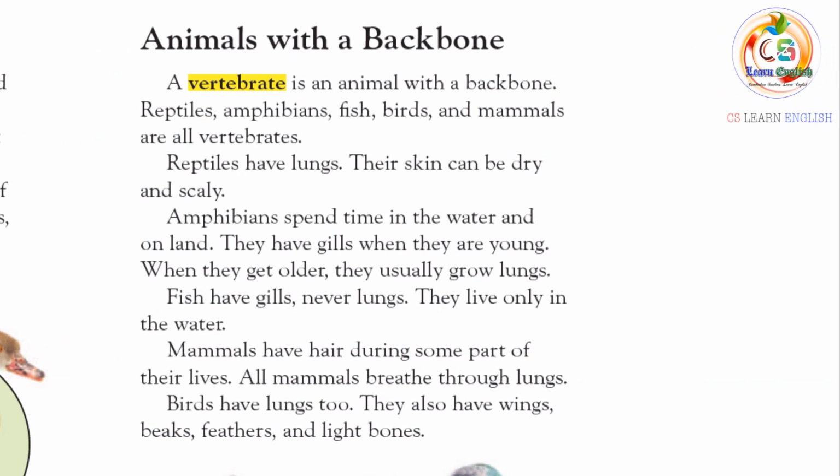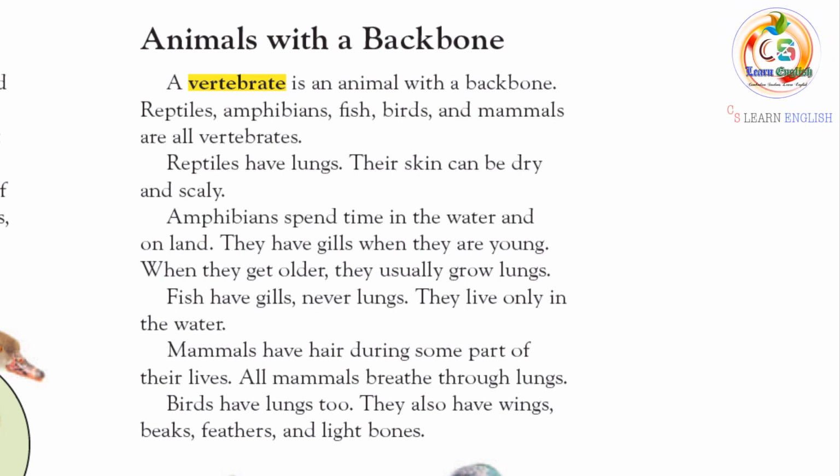Animals with a backbone. A vertebrate is an animal with a backbone. Reptiles, amphibians, fish, birds, and mammals are all vertebrates. Reptiles have lungs. Their skin can be dry and scaly.